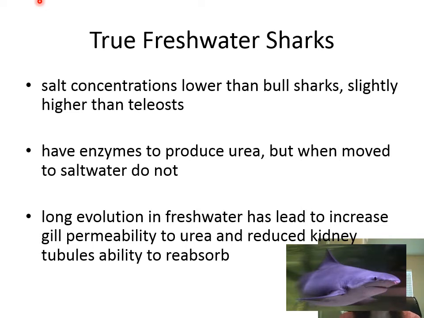So if they were like the typical marine sharks, they would produce urea in their blood. And they do have the enzymes to produce the urea, but if you take a freshwater shark and put it in salt water, it doesn't just automatically switch and start doing that. That's because they've evolved to be in freshwater. They've been in freshwater for tens of millions of years, and that's led to a change in their physiology. So their gill permeability has changed and their kidney functions have changed to be able to live in a freshwater environment, not a saltwater environment.